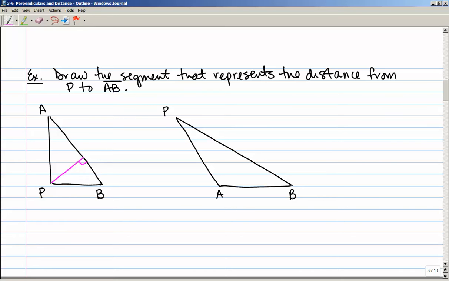Second example here is a little tricky. The segment that represents the distance from point P to AB is actually going to be this segment right here. It's perpendicular because I can extend AB out this way, and then this segment from P straight down to the extension of line AB is the segment that represents the distance.